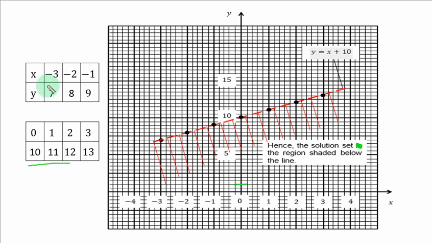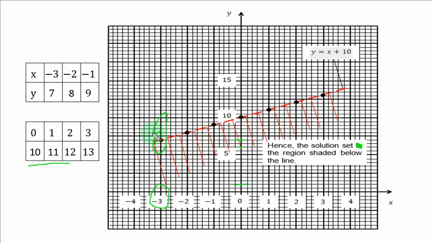The first point, minus 3 and 7. So this is minus 3. After 5, the next 2 lines is 6. The next 2 lines is 7. So you have 7 somewhere here. And you plot the remaining points.